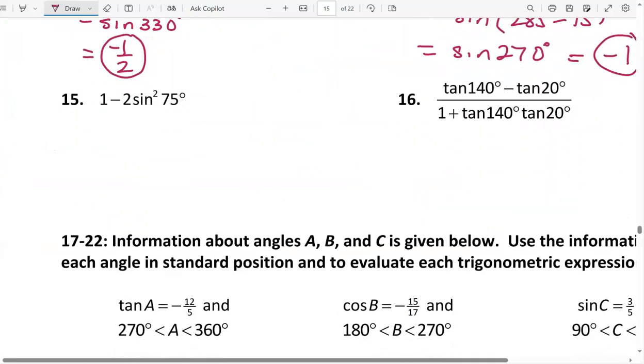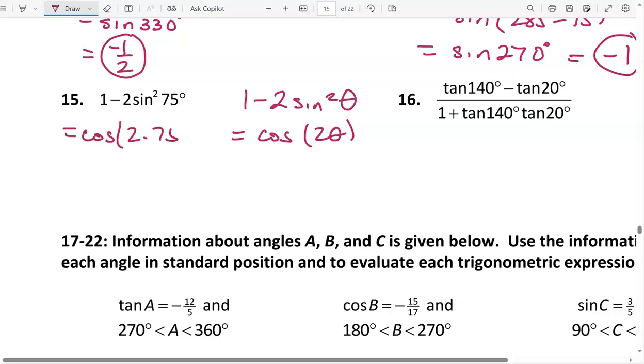And in number 15, it looks like we have a 1 minus 2 sine squared of theta, which is equal to the cosine of 2 theta. Remember, there are 3 different identities for cosine of 2 theta. This is one of them. So this is going to be equal to the cosine of 2 times 75, which is the cosine of 150 degrees, and that's going to be negative square root of 3 over 2.